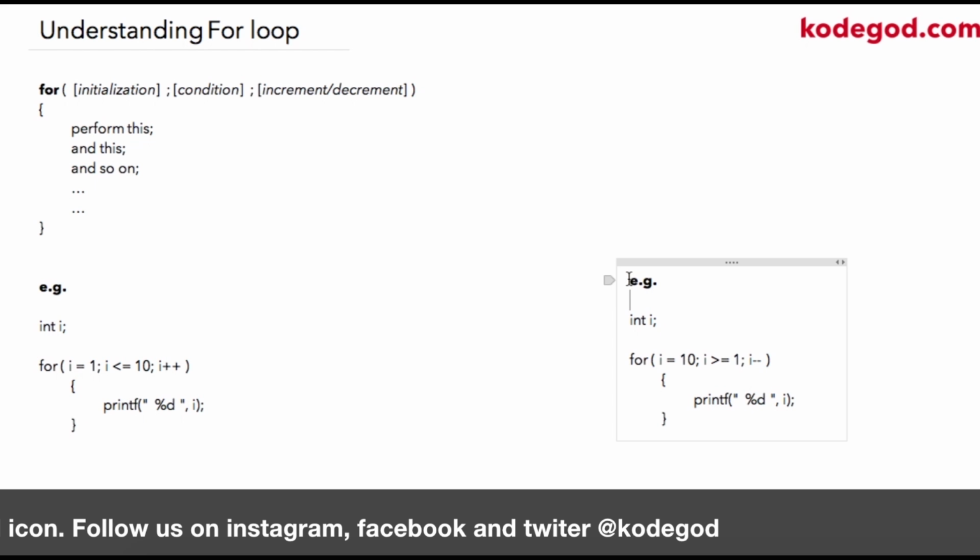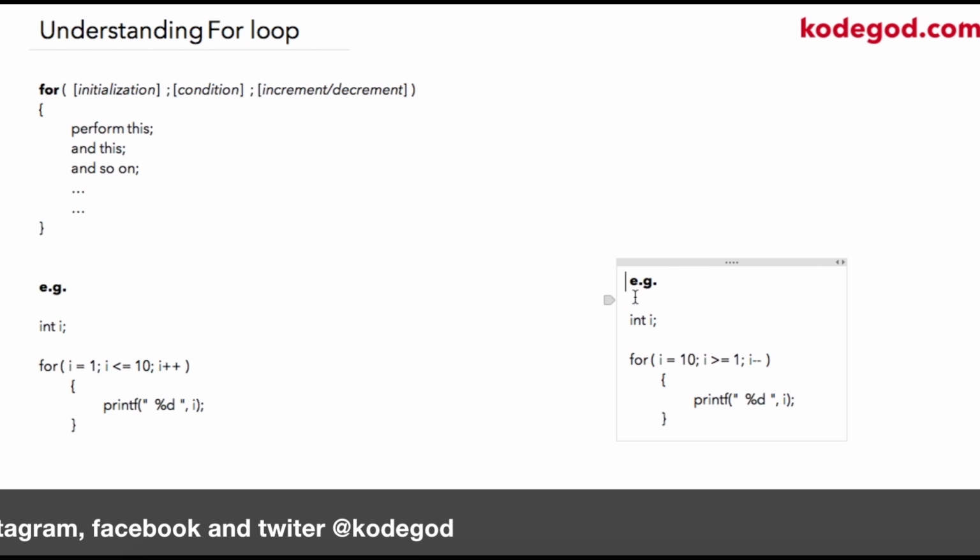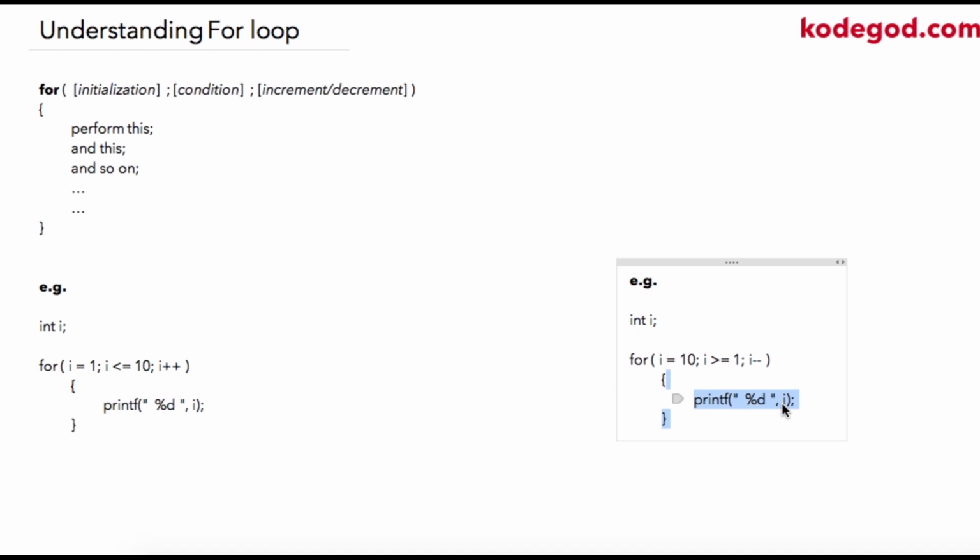Let us take another example where we are going to print numbers 10 to 1. So again, I am declaring my variable i, and inside the for loop, I am initializing i to 10. Then the compiler will check the condition whether 10 is greater than or equal to 1, which is a true condition. So it will go inside the loop and print i. Once the block of the for loop is executed, it will decrement the value of i to 9.